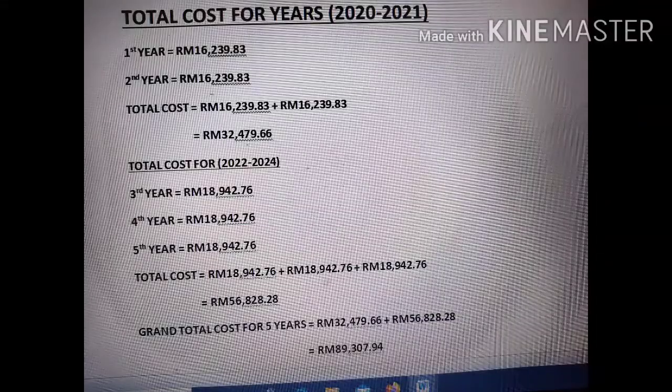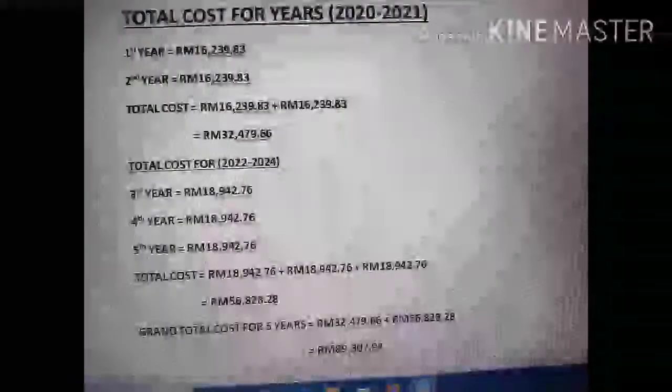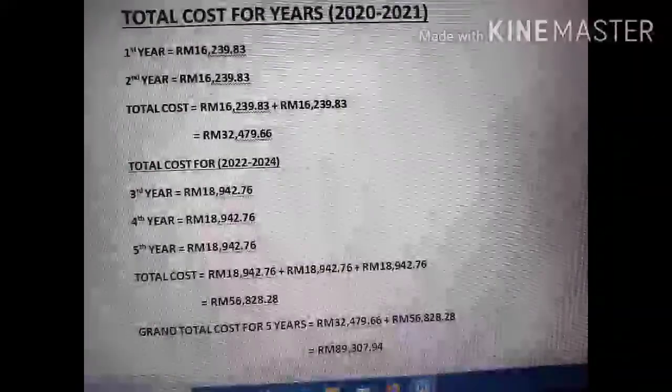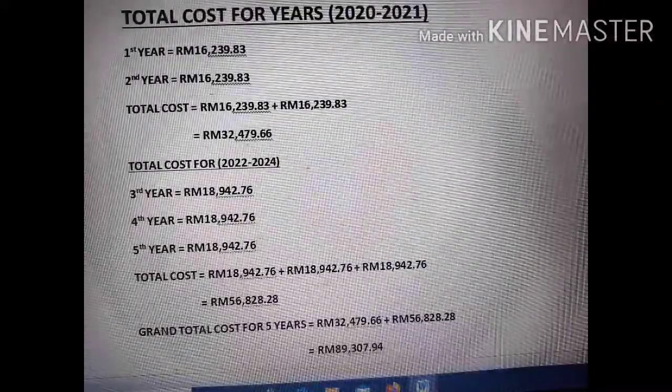After you get all the totals of the 32,000 until 2021, you must total the grand total for 5 years. To total the grand total cost for 5 years, you should add the amount of the first year and second year with the third year, fourth year and fifth year, and you get 89,307.94.